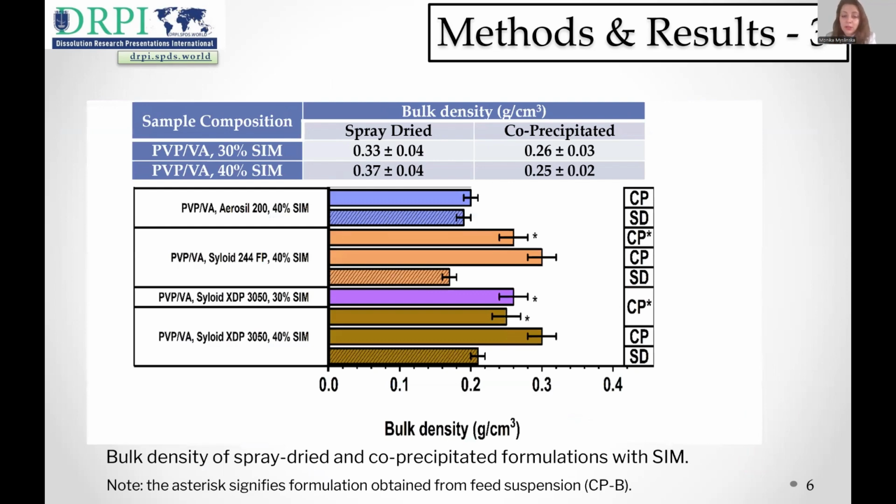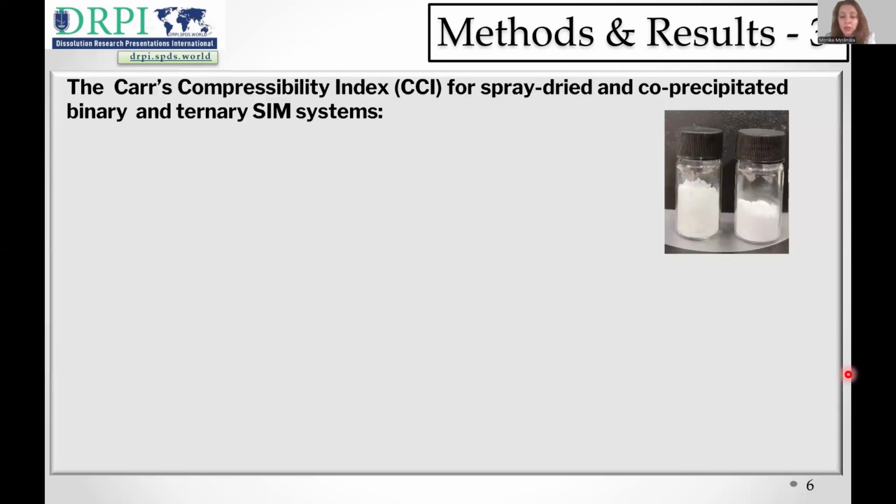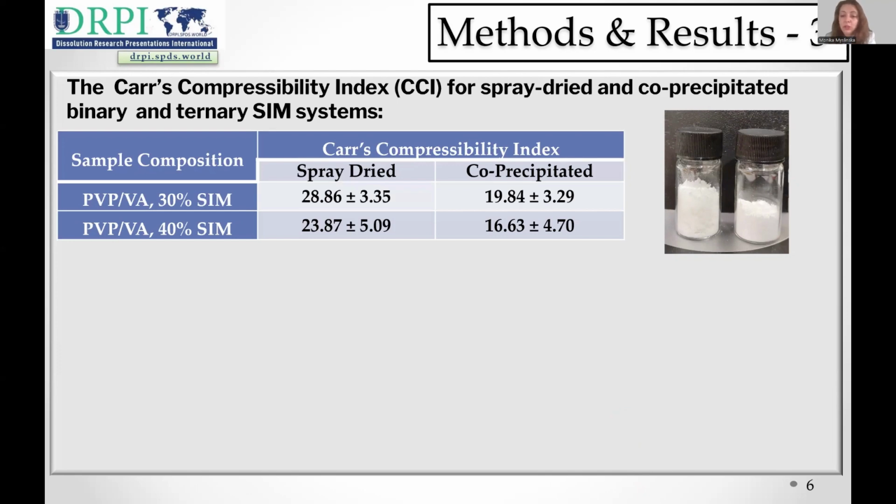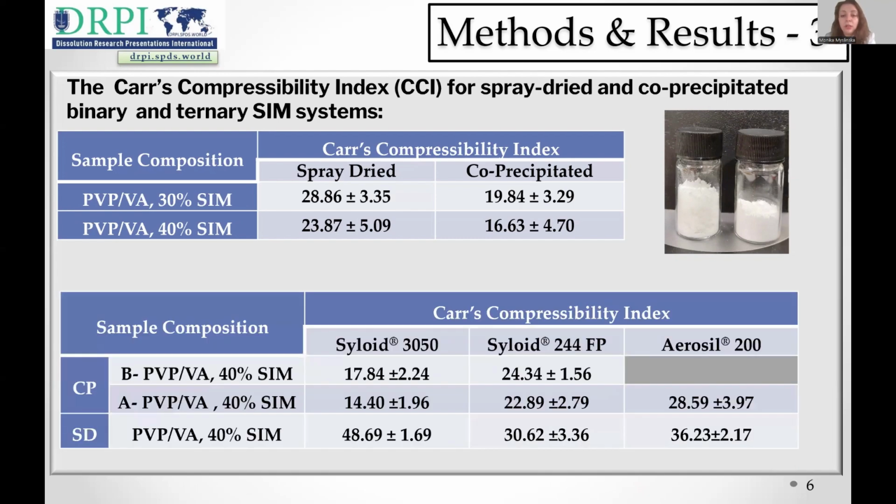Interestingly, despite the larger particle size of binary co-precipitate, the increase in bulk density was not determined in the binary system, but was more significant in all ternary powders, which might stem from large differences in size between API polymer particles and silica particles. In this study, Carr's compressibility index was used as the indicator to determine the flowability differences between powders. Co-precipitates demonstrated lower values of Carr compressibility index relative to spray-dried powder, signifying better flowing properties of powders for both binary and ternary systems.